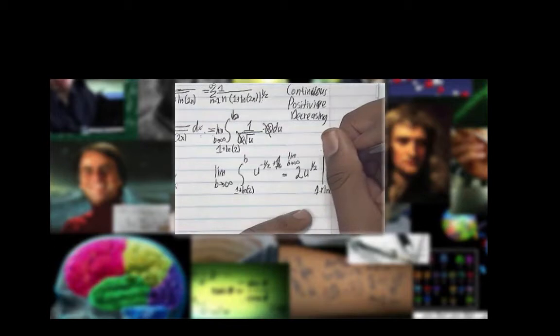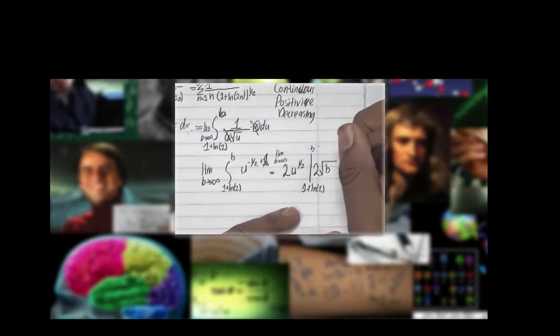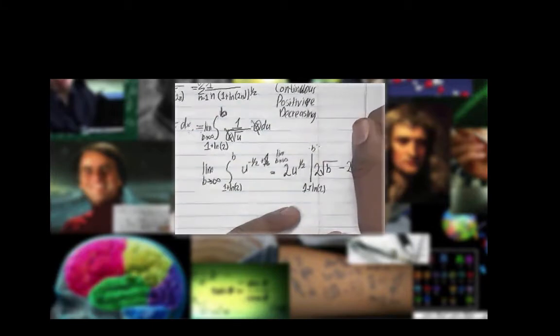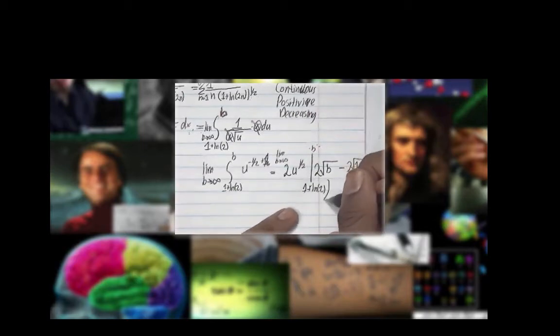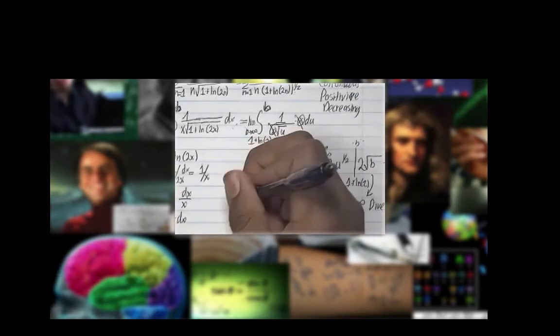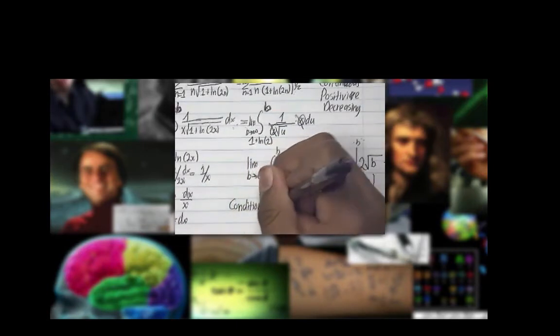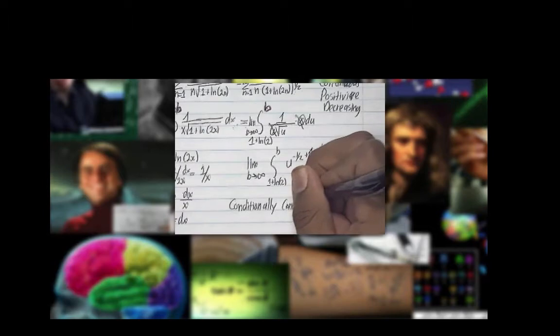And since infinity's on top, we do infinity first. So 2 square root of b minus 2 square root of 1 plus ln of 2. I know it's a bit scrubbed up there, but the answer is still going to be infinity, so it diverges, which ultimately means that this series is conditionally convergent.